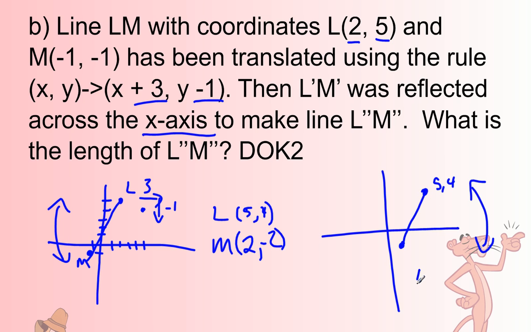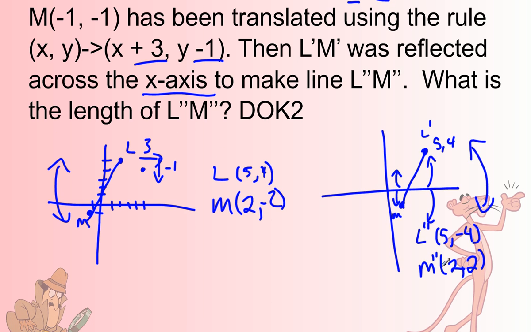So my L prime, L double prime will go down here. It's going to be (5, -4). So it's 4 units above the x-axis, which means it's going to go 4 units below the x-axis. That's the reflecting across the x-axis. The M is 2 units below the x-axis, so it's reflected 2 units above the x-axis. So this is the location of my L double prime, M double prime.